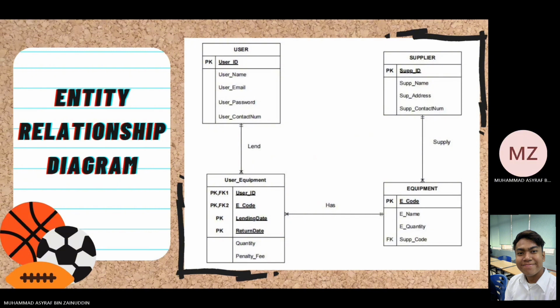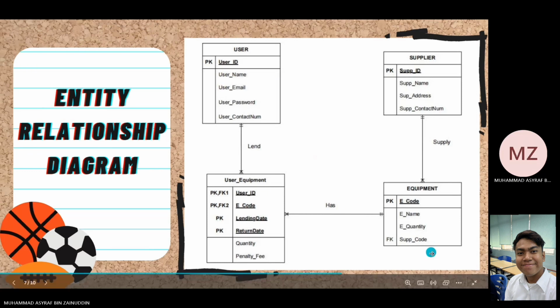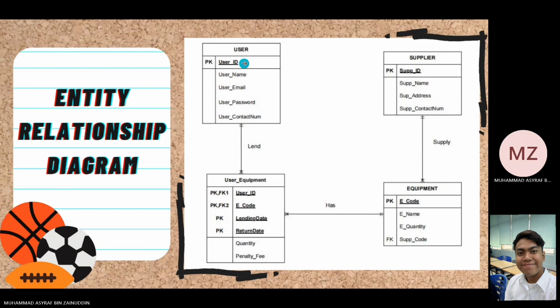As for foreign key, we choose an attribute whose values match primary key values in the related table, such as supplier code. Our first entity is user, with their attribute is user ID as a primary key, and also username, user email, user password, user contact number. It links with user equipment with relationship one-to-many.